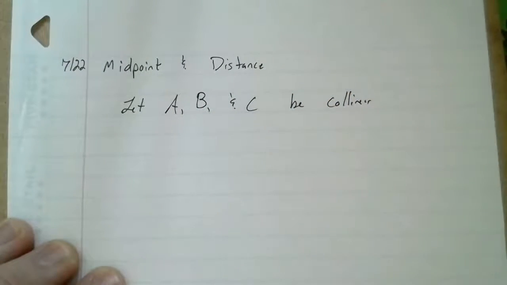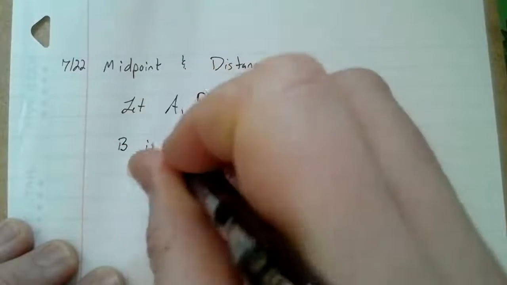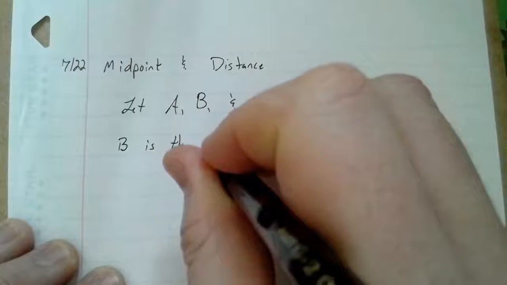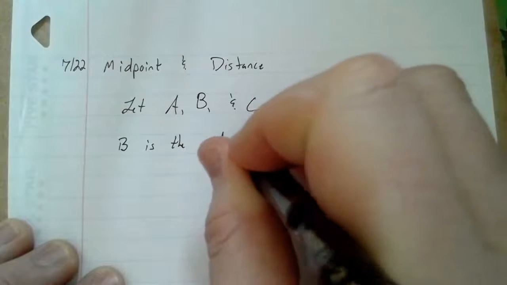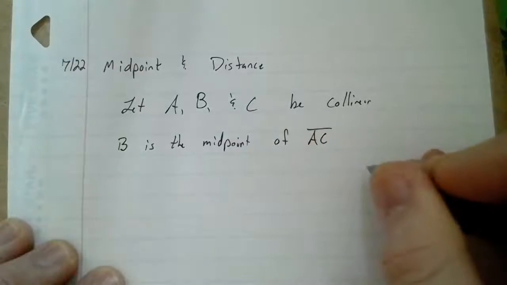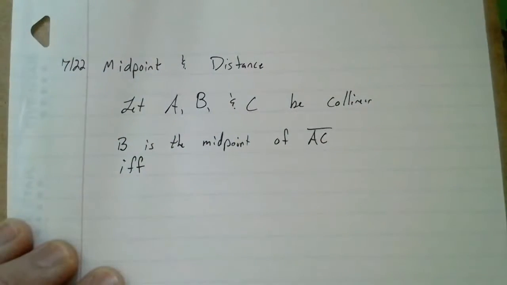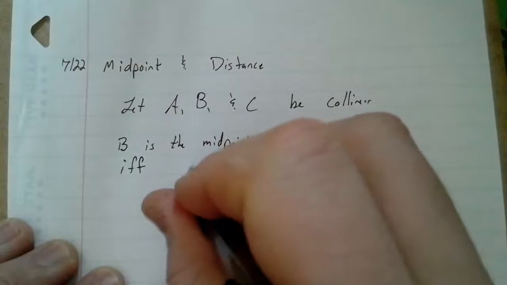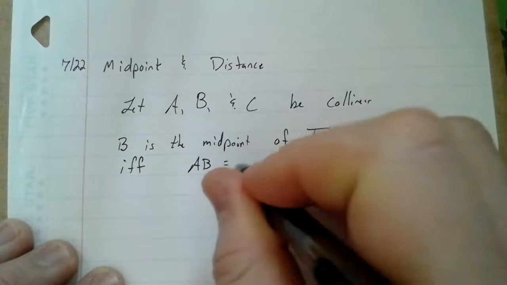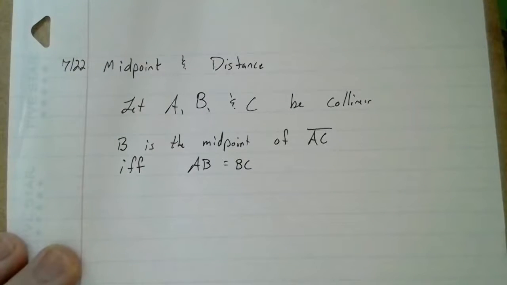If that's the case, we say B is the midpoint of segment AC if and only if, that's if with two F's, AB is equal to BC. So the distance from A to B is equal to the distance from B to C.